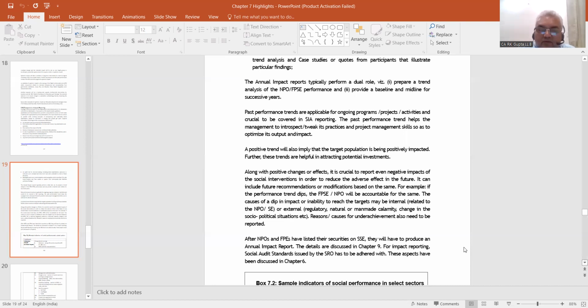So after NPOs and FPEs have listed their securities on the social stock exchange, they will have to produce an annual impact report. So there is a mandate of an annual impact report if you are listed on the social stock exchange. The details are discussed in chapter 9. For impact reporting, social audit standards issued by the SRO have to be adhered to. So these aspects have been discussed in chapter 6.